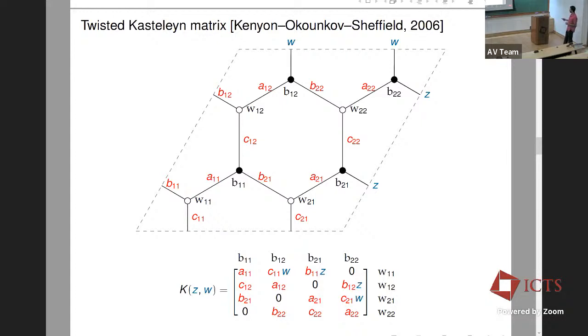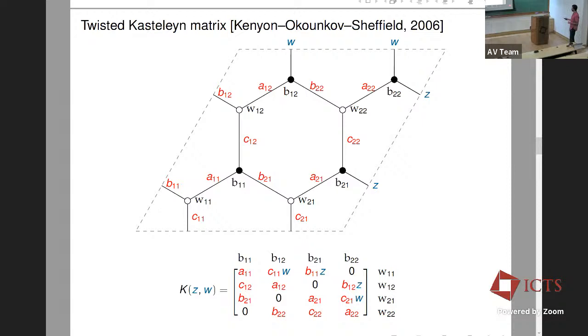So in this setting, there is a version of the Kasteleyn matrix, which is due to Kenyon-Okounkov-Sheffield. But there are some differences. Here, the main difference is the following. Every time you have an edge that crosses one of the sides of this fundamental domain, say the right side, then you're going to put an additional factor of Z. And similarly, if you have an edge that crosses this horizontal side of the fundamental domain, you're going to include an additional factor of W.